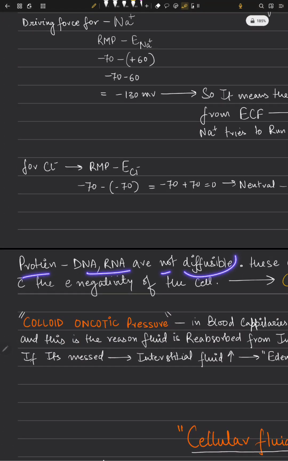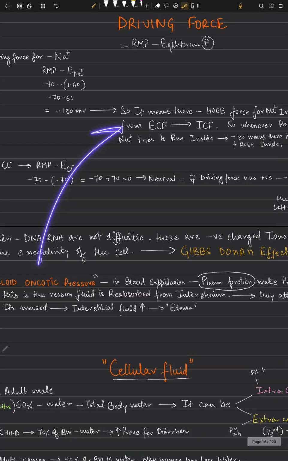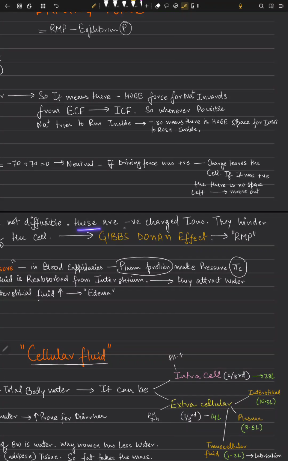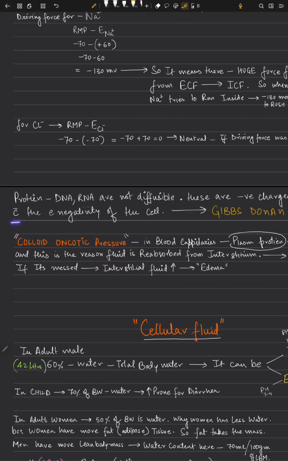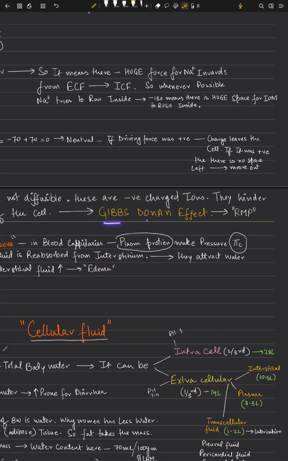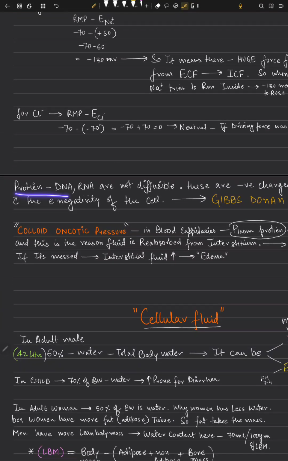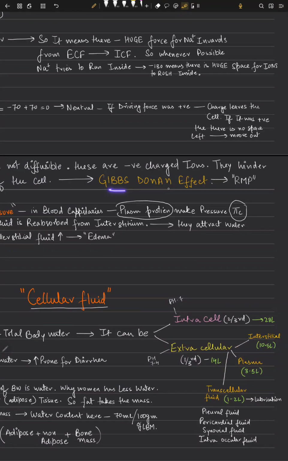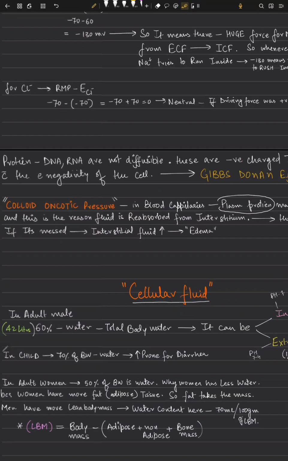Proteins, DNA, RNA are not diffusible, of course, because they cannot go out. If they go out, what is the cell? Nothing. So DNA, RNA can never go out, and these are negatively charged ions. They interfere with the electronegativity of the cell. We call this the Gibbs-Donan effect, that these proteins, DNA, RNA can interfere with the electronegativity of the cell, and they change the RMP, the resting membrane potential.